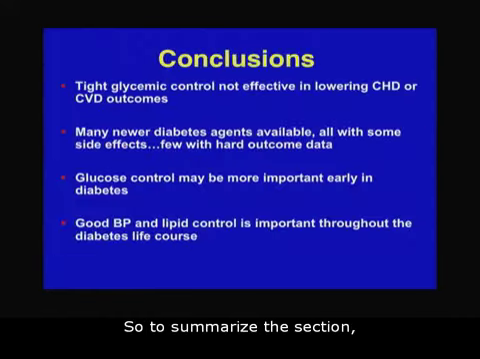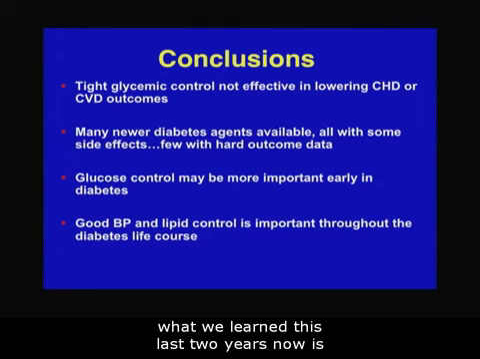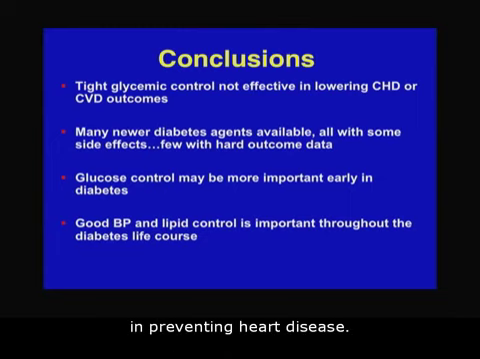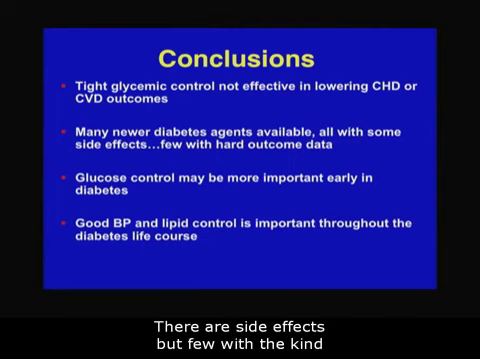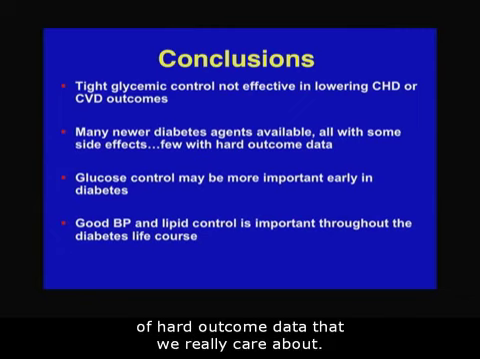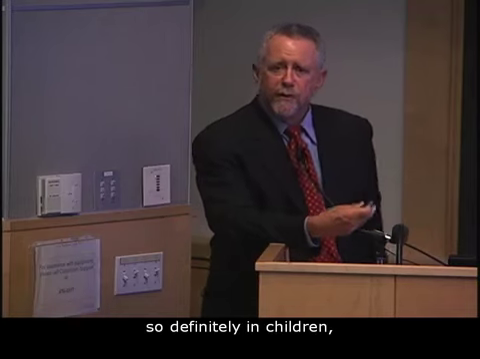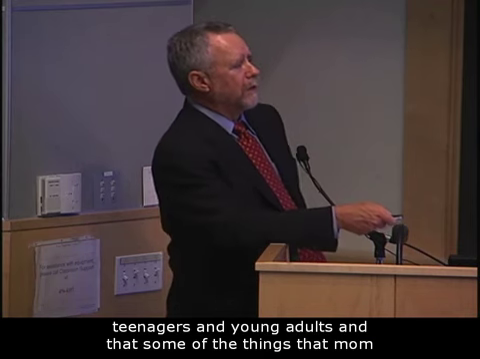So to summarize this section, what we've learned in the last 2 years is that tight glycemic control is not as effective as we had hoped in preventing the heart disease that diabetics primarily die from. There are a lot of new drugs available. They all have some side effects, but few with the kind of hard outcome data that we really care about. Blood sugar control is more important early in the disease, so definitely in children, teenagers, and young adults.